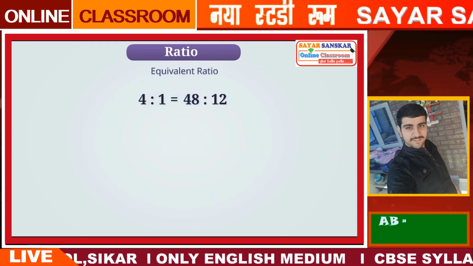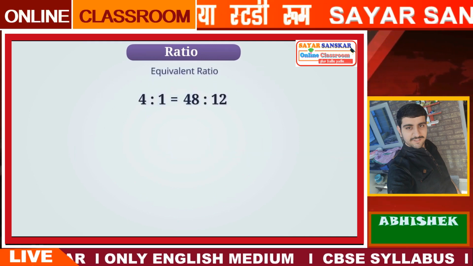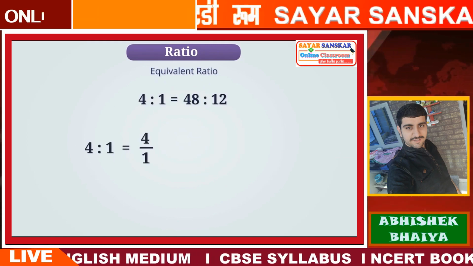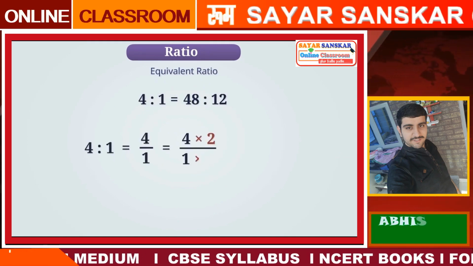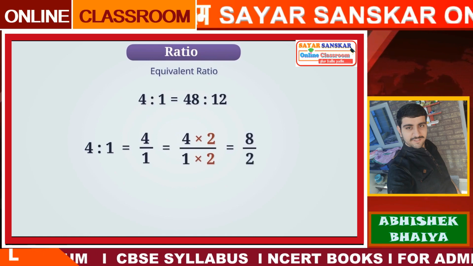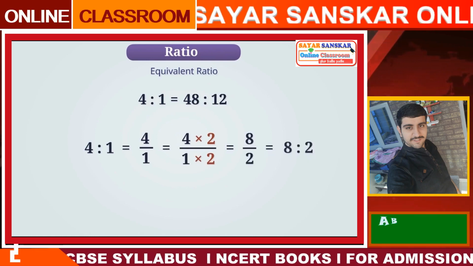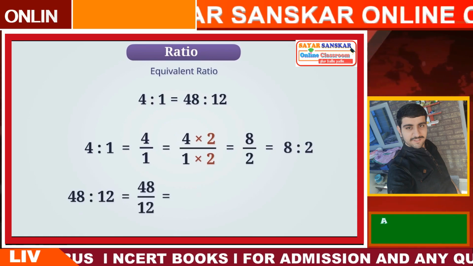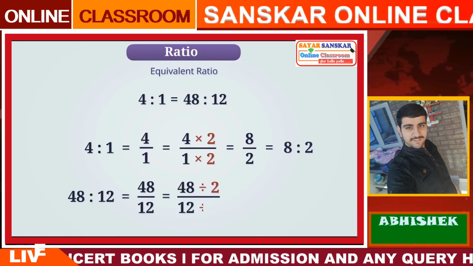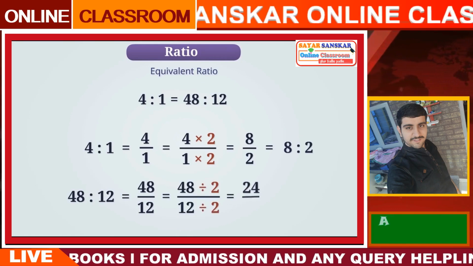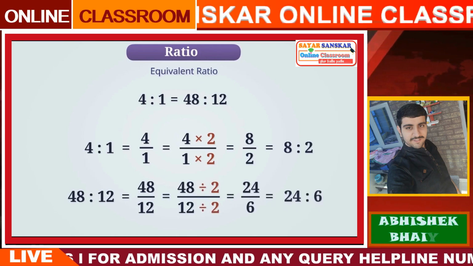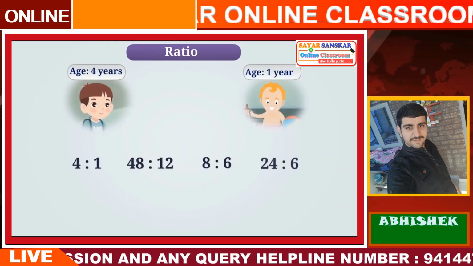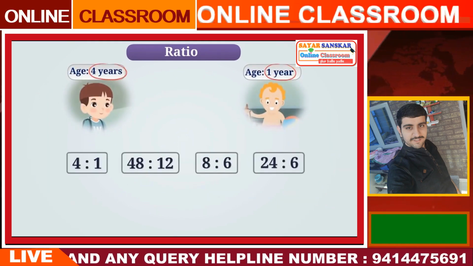4 is to 1 is equal to 4 by 1, which is equal to 4 into 2 by 1 into 2, which is equal to 8 by 2, which is equal to 8 is to 2. Similarly, 48 is to 12 is equal to 48 by 12, which is equal to 48 divided by 2 by 12 divided by 2, which is equal to 24 by 6, which is equal to 24 is to 6. Till now we have represented all the ratios without units. Can you tell the reason behind this?